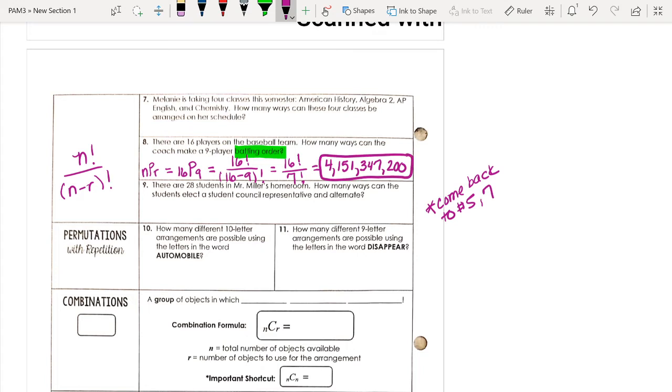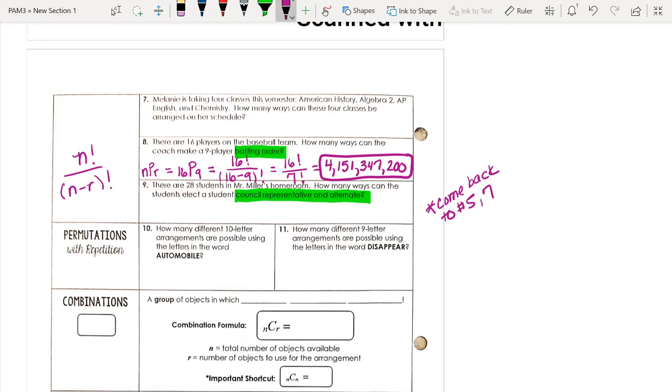All right, number 9. I'm going to grab my highlighter because we're going to highlight the part of the problem that tells me that the order matters, the arrangement matters. Okay, there are 28 students in Miss Miller's homeroom. How many ways can the students elect a student council representative and an alternate? Okay, if you're electing people to office, it's going to matter whether you're the council representative or you're the alternate. It's going to matter whether or not you're the president, vice president, treasurer, or secretary. All right, it's going to matter who is what. So the order matters. So we're going to go ahead and write council representative and alternate. Because we're assigning a title, it matters who gets what.